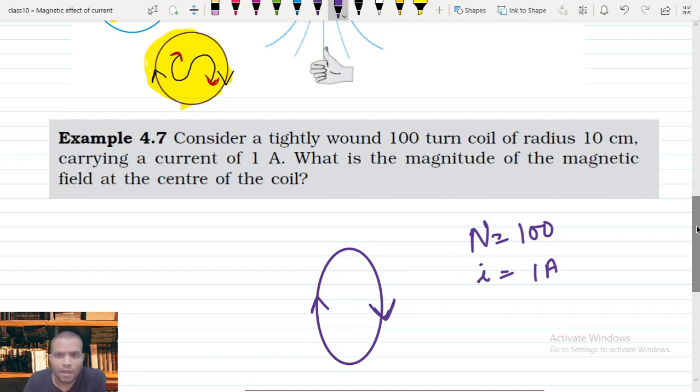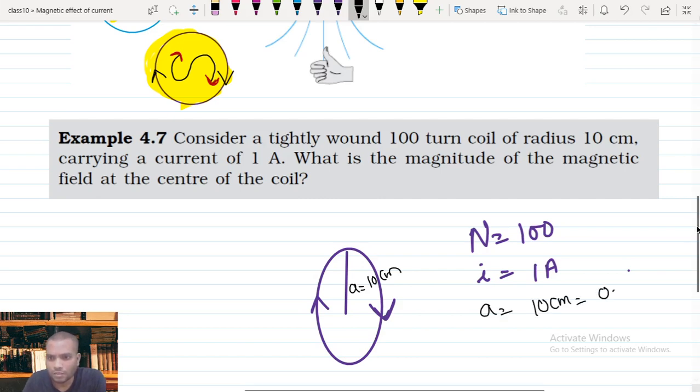N equal to 1, and the radius of the coil. From the center to the radius, the radius value they have given, R equal to, in the formula I have taken that radius as a equal to 10 centimeter. So a equals 10 centimeter, we will convert that into meters, that is 0.1 meter. And we need to find the magnitude of the magnetic field at the center of the coil. Only the magnitude it's asking, so don't bother about the direction.